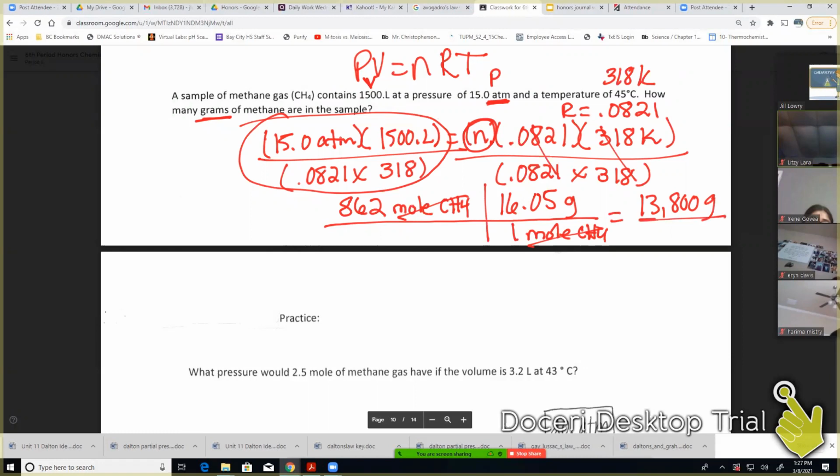I'm not sure what you actually got. 862 times 16.05. Yeah, you got like 13,835, but since we can only have 3 sig figs, that's why it became 13,800. Anybody have any questions on that one? This little part right here, moving between moles to grams or grams to moles by using the molar mass, is something that happens a lot whenever you're dealing with your ideal gas law.